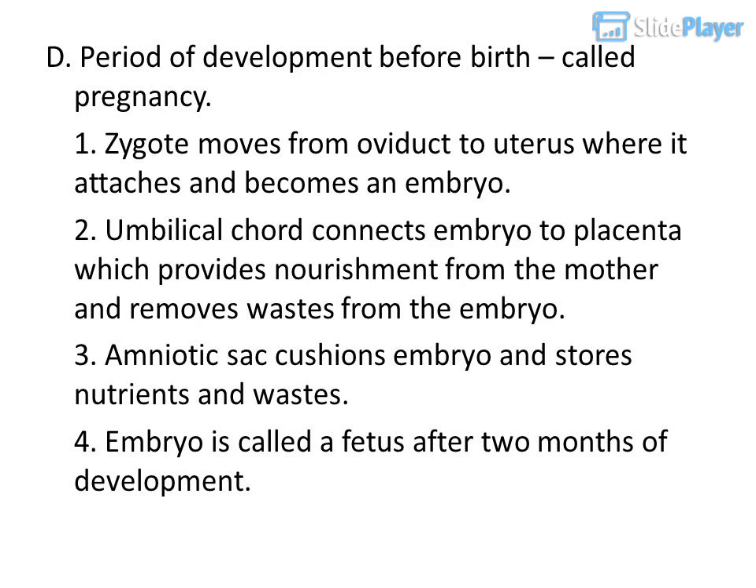D. The period of development before birth is called pregnancy. 1. The zygote moves from the oviduct to the uterus where it attaches and becomes an embryo. 2. The umbilical cord connects the embryo to the placenta, which provides nourishment from the mother and removes wastes from the embryo. 3. The amniotic sac cushions the embryo and stores nutrients and wastes. 4. The embryo is called a fetus after 2 months of development.